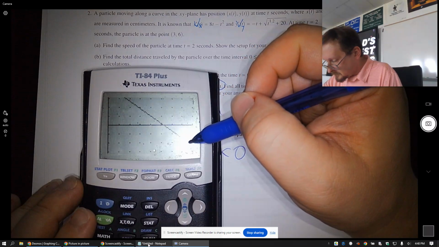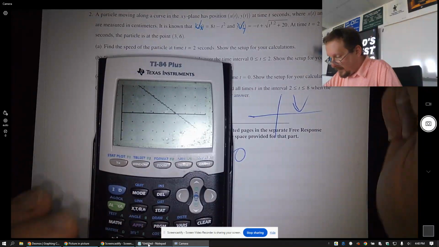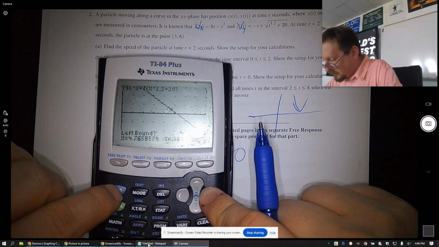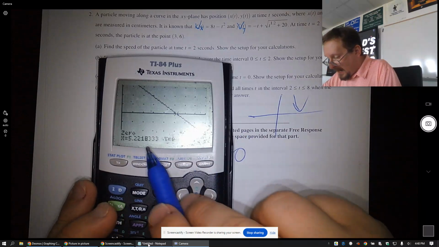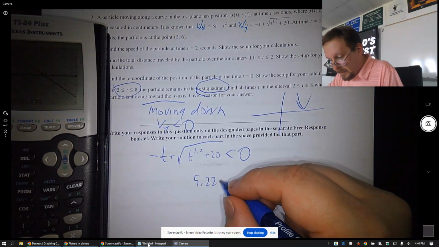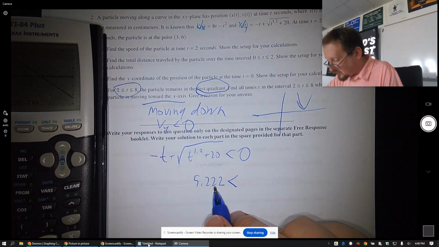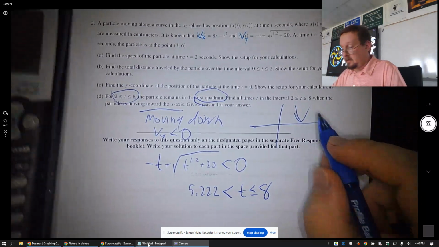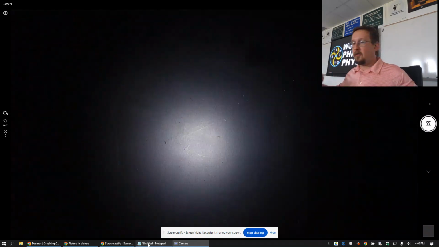Let's see what I get for a graph here. Find all times t in that interval. So let's do trace, calc, zero. If we're moving down, we start here, so it's going to be 5.222. At that moment, you're not moving toward or away from the x-axis because your y velocity is 0. And then including 8, because this includes 8. So those are the times when you have a negative velocity and you're moving down. Okay, so that was 3.